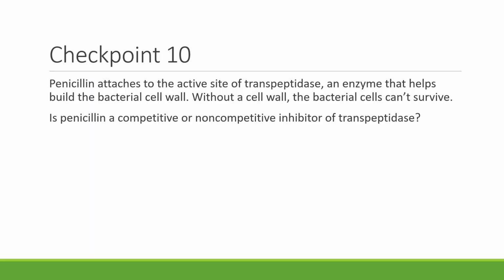So this brings us to our final checkpoint of the lecture. We just noted that penicillin is an enzyme inhibitor. I want you to tell me what type based on what you learn here. So penicillin attaches to the active site of transpeptidase, an enzyme that helps build the bacterial cell wall. Without a cell wall, the bacterial cells then can't survive, as we stated. So based on the way it works, does that make penicillin a competitive or non-competitive inhibitor of the transpeptidase enzyme?